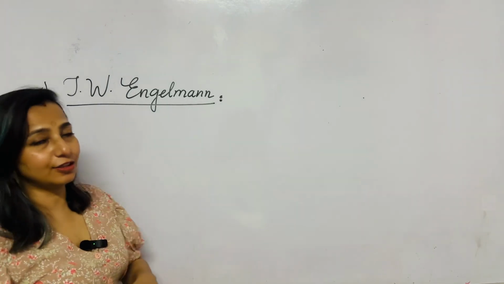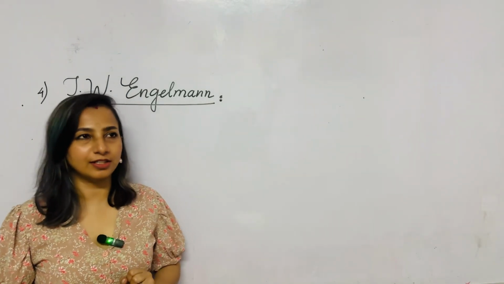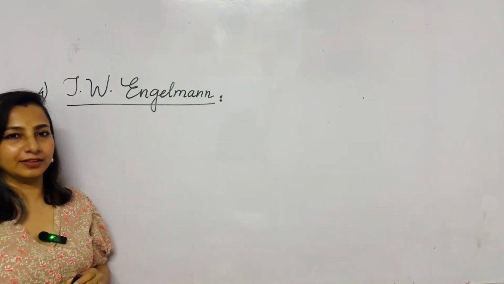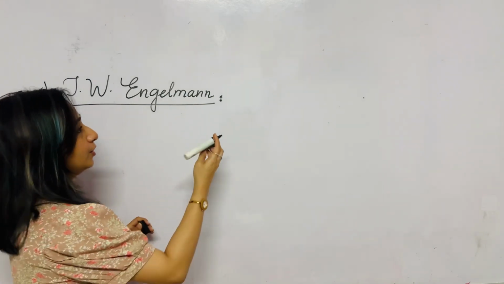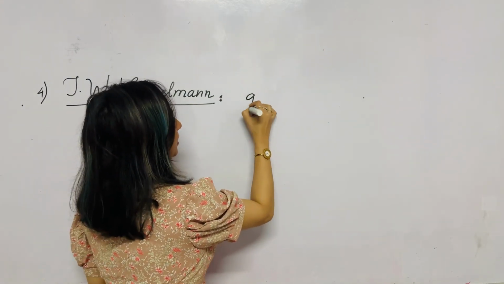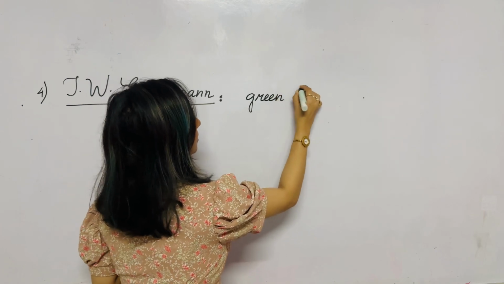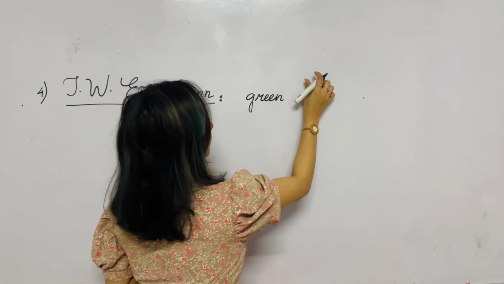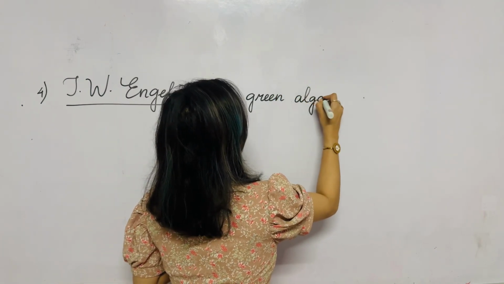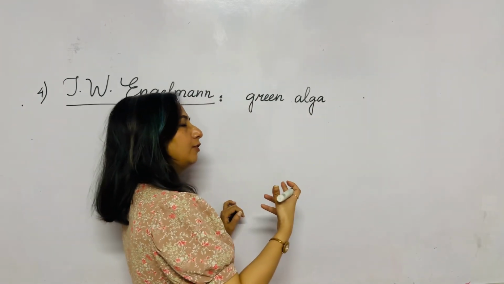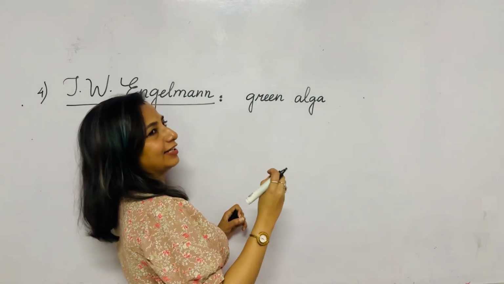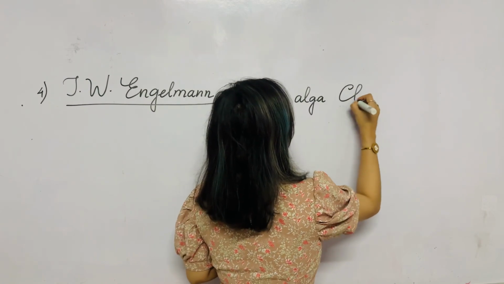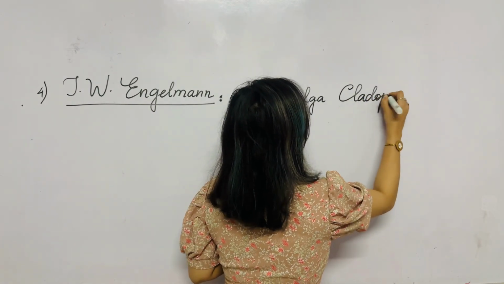Now let us see another contribution done by another German scientist, T.W. Engelmann. What did he do? He did an experiment with a green algae called Cladophora. Alga is the singular form. If we call it in plural, we call it algae, A-L-G-A-E. He took a green algae, Cladophora.